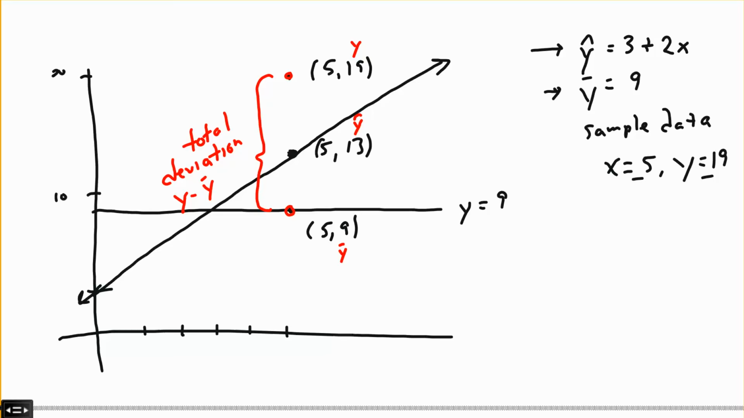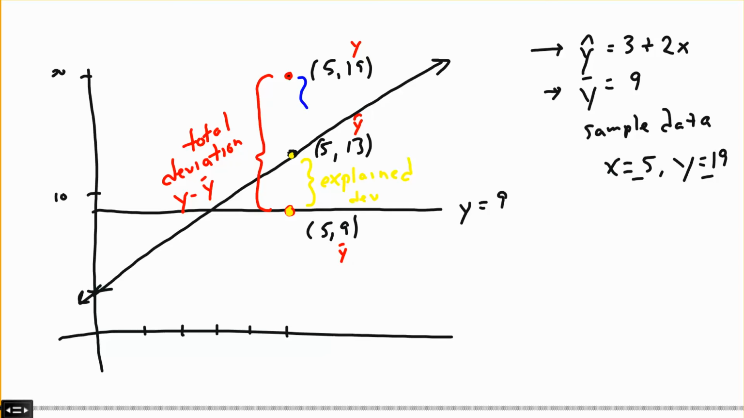So that's total deviation. Now another thing we want to look at is this gap right here between our y bar and our y hat, our predicted value. This is what we call the explained deviation. And the reason it is called the explained deviation is it is the difference between what we would expect to have happen if x has no bearing on our y value and what actually happens given our regression line. So given the regression line, we use it to explain the difference between the predicted value and our expected value, our y bar.